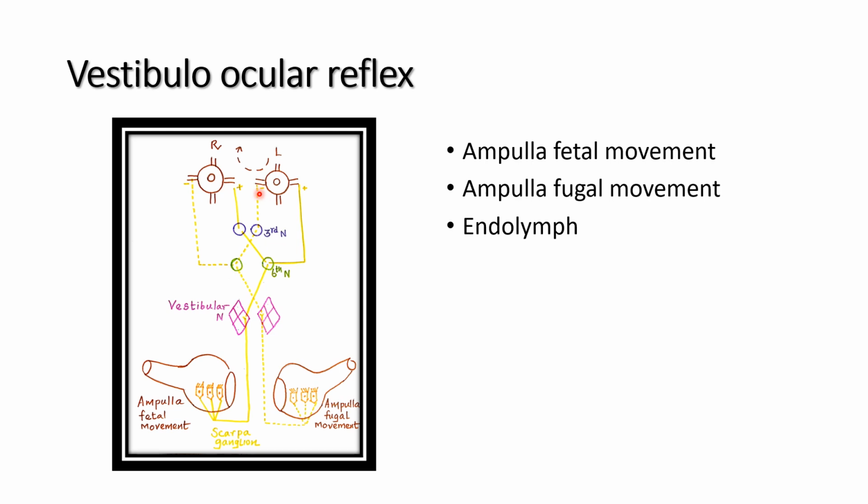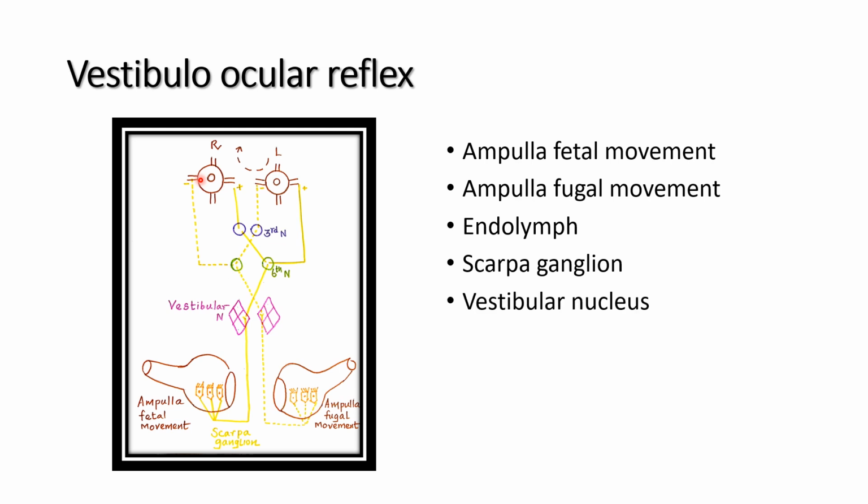When we are moving from the right to left side, it produces the contraction of the lateral rectus in the left eye and contraction of the medial rectus in the right eye. At the same time, it inhibits the medial rectus in the left eye and the lateral rectus in the right eye. So this is the vestibulo-ocular reflex.